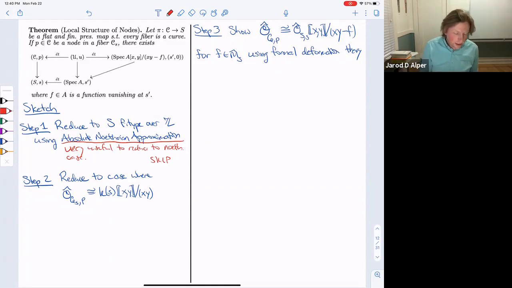There's this technique using absolute Noetherian approximation, where the main idea is that if S is an affine scheme, then the family of curves C, since it's of finite presentation, is only defined by finitely many equations and finitely many relations. You only need finitely many elements of the coordinate ring of S. And so you get a finitely generated Z-subalgebra of the coordinate ring, and basically your family of curves lives over that, and your family is the pullback of that. And that allows you to reduce. Anyway, there's more to say there, but I'm not going to go into the details. All right, that's the first step.